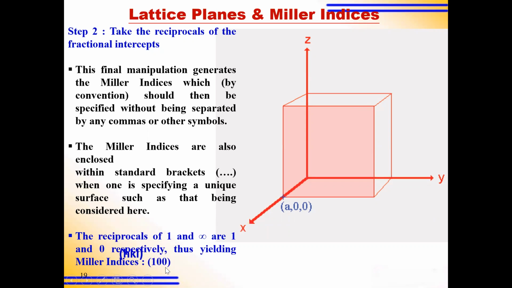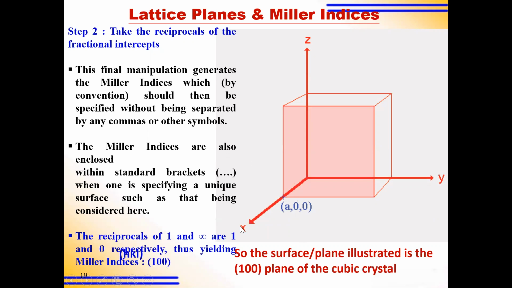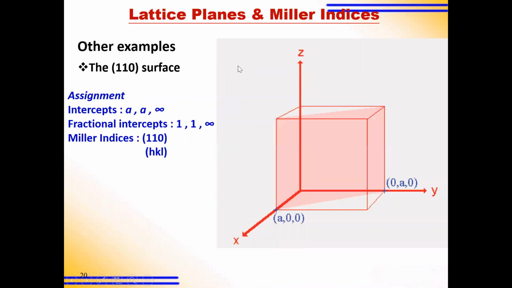आता लक्षात आलंय तुम्हाला 1, 0, 0 कसं येते, तर this is the method to calculate the Miller indices from the interplanar distances or these planes which intercept on the x, y and z axis. Okay, this is the method to find out this one. So the surface plane illustrated is the 100 plane of the cubic crystal system, right?